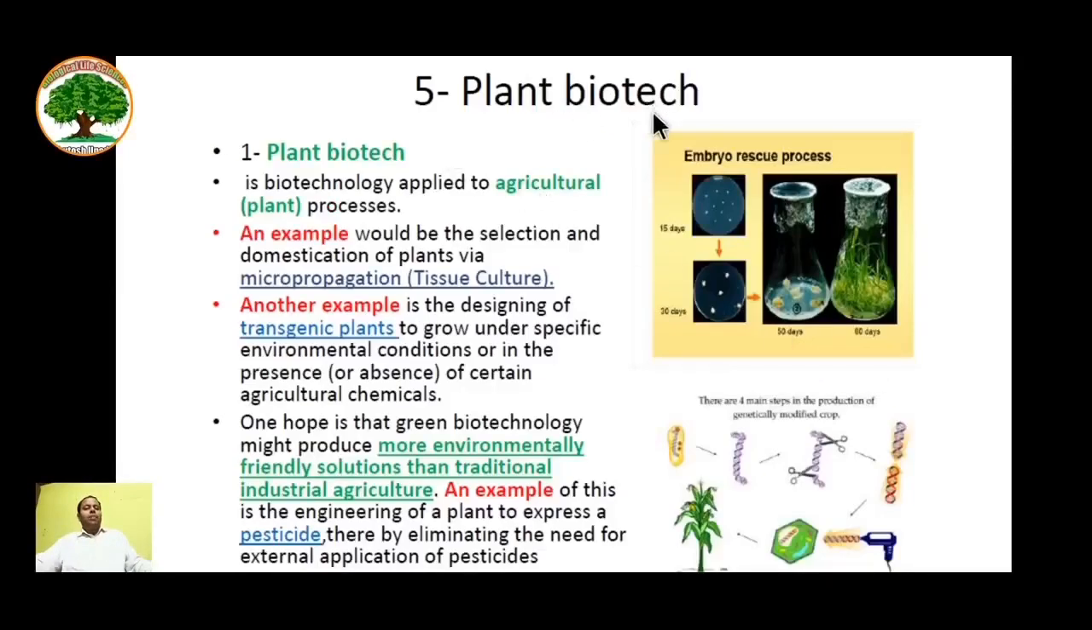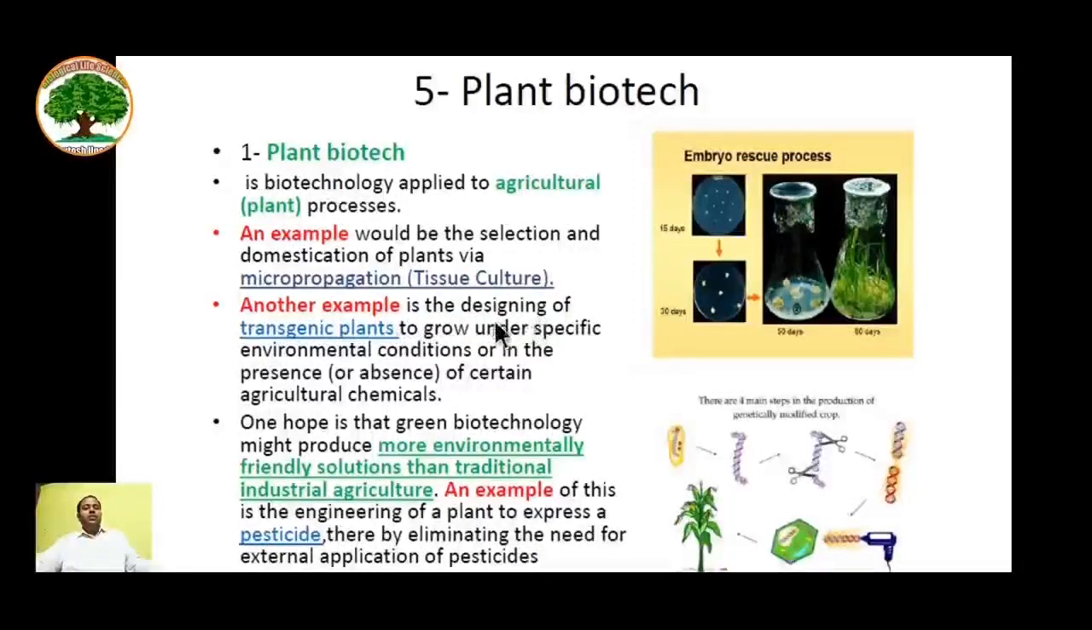Let's come to plant biotechnology. It is the biotechnology applied to agricultural processes, that is plants. An example would be the selection and domestication of plants via micropropagation and tissue culture. This is one of the important advancements in biotechnology, that is plant tissue culture, with the help of which a single plant can be grown into a number of plants in a very short time.